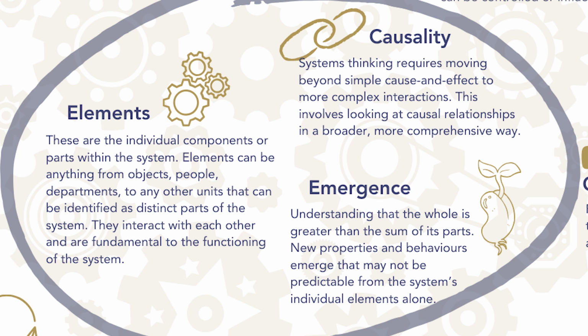Now, as a systems thinker, understanding the interactions of the elements, the emergence, and the causality is where you can really start to understand the system that you're considering. If you don't look at those three elements, you won't be able to refine your processes, you won't be able to lean into any problems that you've got.